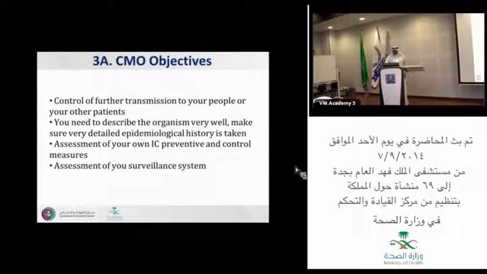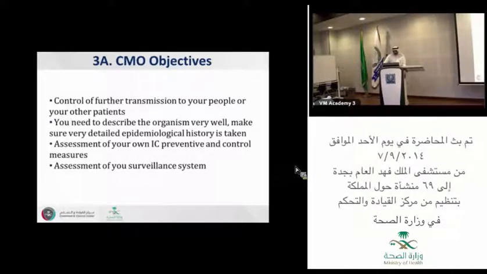You need to describe the organism very well, make sure how that organism transmits, how it infects the patient, and what the consequences are. And you need to make sure a very detailed epidemiological history is taken. The epidemiological history is very important because you need to track the people who were in contact with the patient since he or she developed symptoms. And we had that in our case. There were 3 children, a wife, a nephew, a couple of the wife's relatives, and 2 brothers-in-law. So 9 family members were in contact with that patient since his illness, plus the healthcare worker who took care of that patient when he was moving between hospitals. So the epidemiological history is very important in such a case.